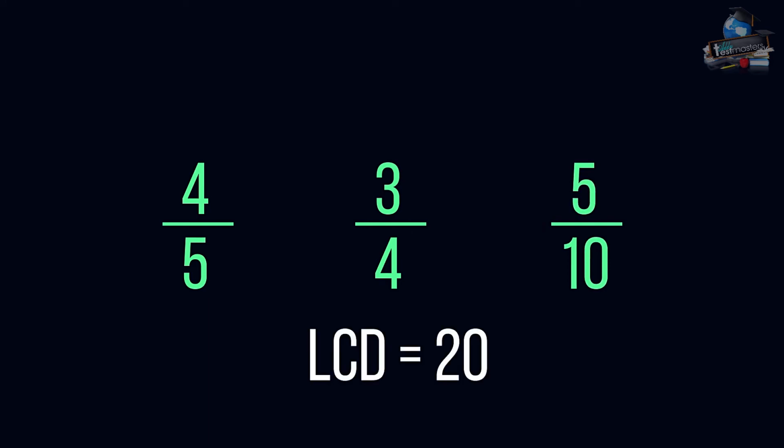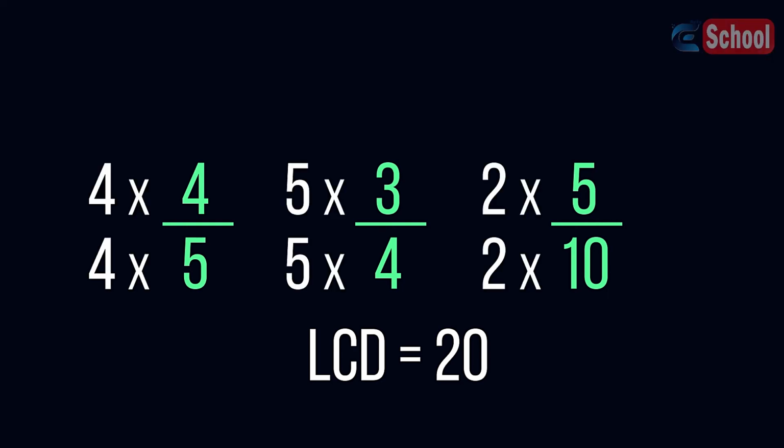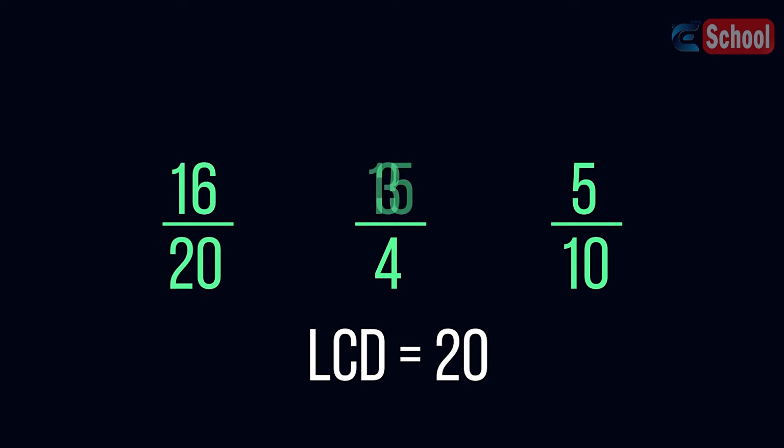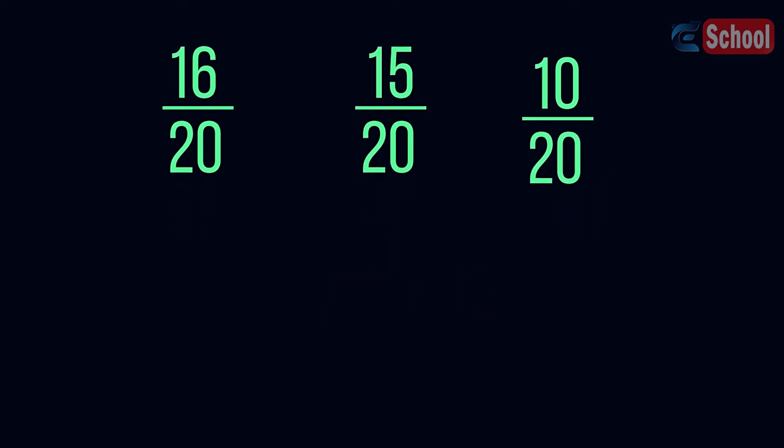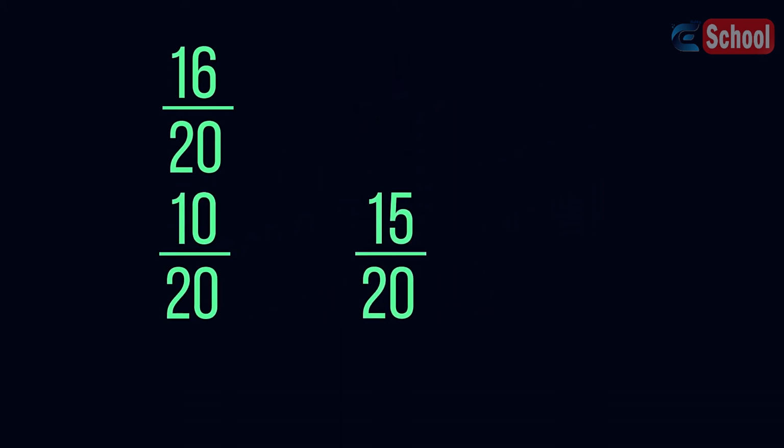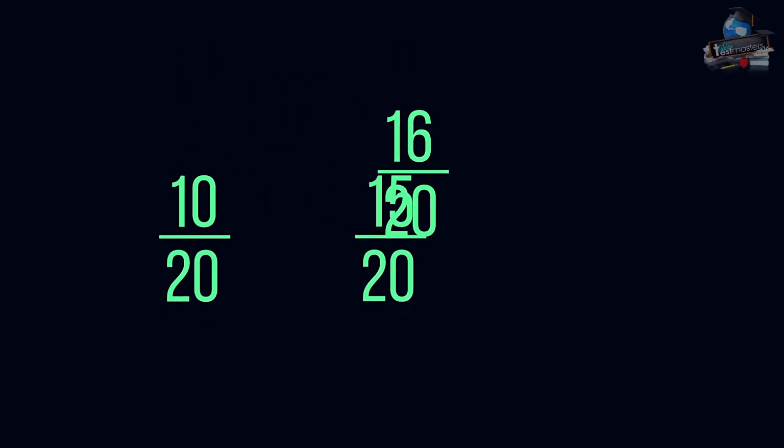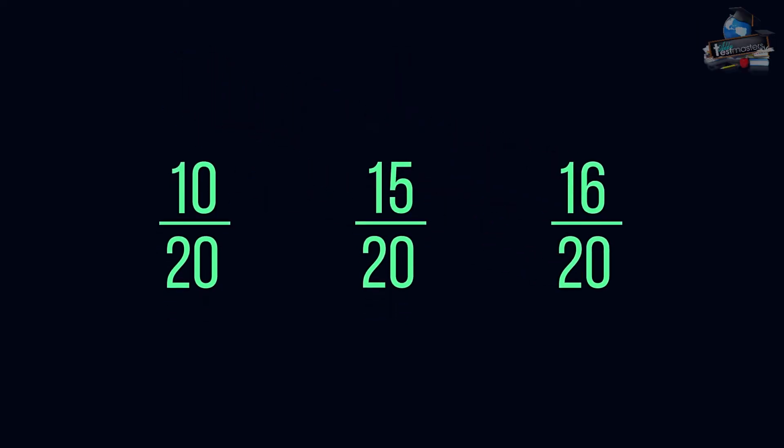The lowest common denominator is 20. So we rewrite our fractions as 16/20, 15/20, and 10/20. Since 10 is less than 15 and 15 is less than 16, our fractions in order from smallest to biggest is 10/20, 15/20, and 16/20.